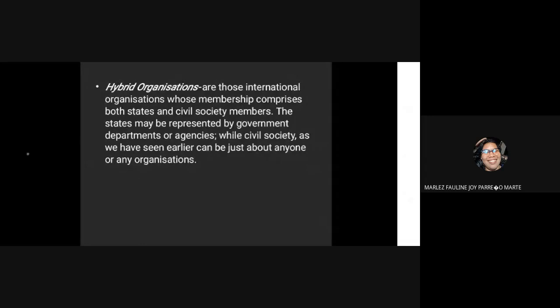One such hybrid international organization is the International Union for the Conservation of Nature, or IUCN, which deals primarily with the preservation of the environment, and whose members include government agencies from countries such as Fiji and Spain, and non-governmental organizations from all corners of the globe.